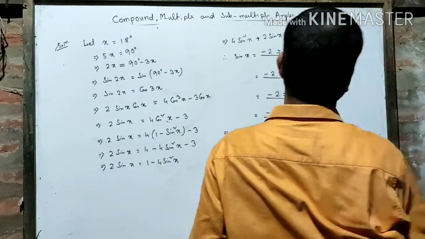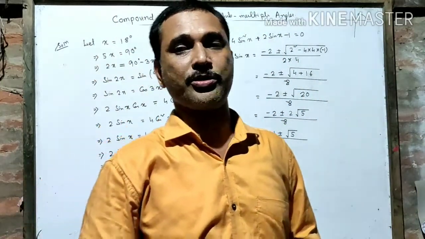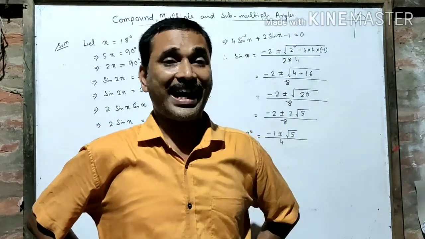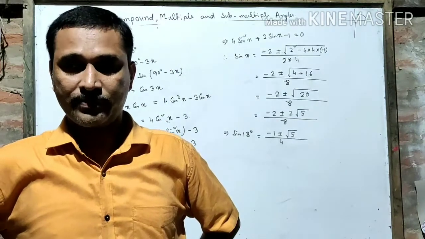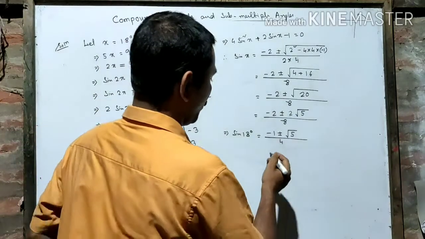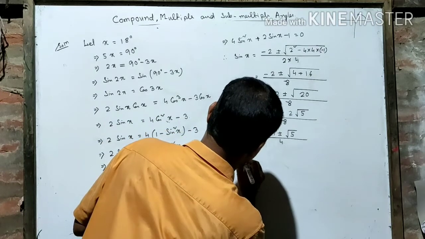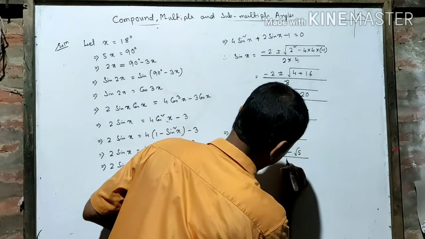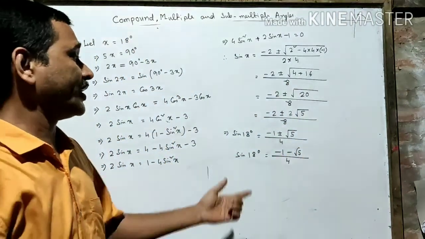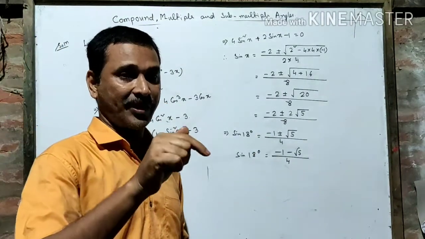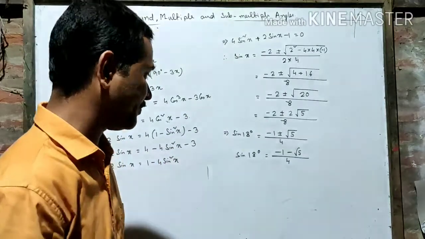And we know all the trigonometric ratios in the first quadrant are positive. So sine 18 degree must be positive. So if we consider sine 18 degree as -1 minus root 5 by 4, that will clearly be negative. So it cannot be the value of sine 18 degree, because 18 degree lies in the first quadrant, and in the first quadrant sine is positive, so it must have a positive value.